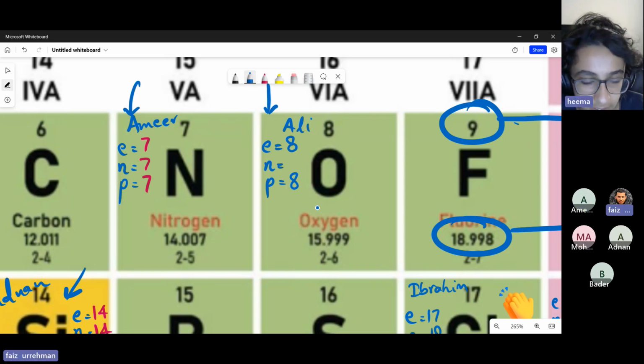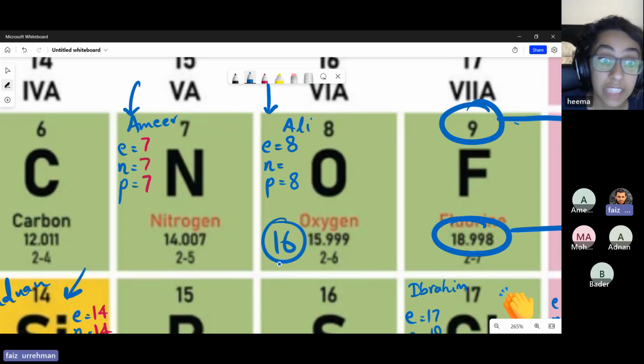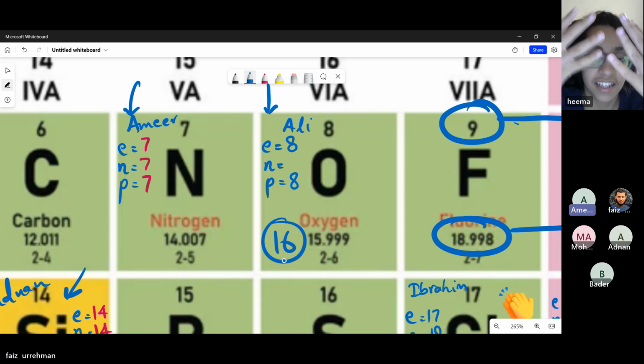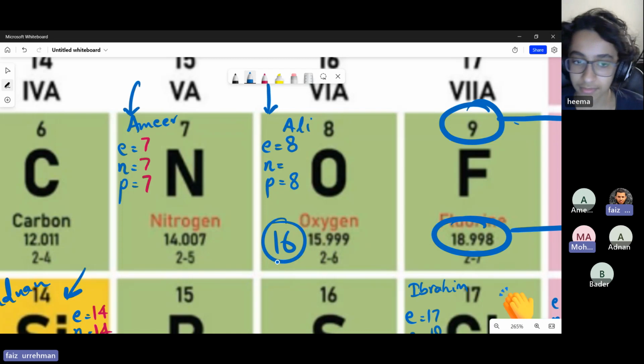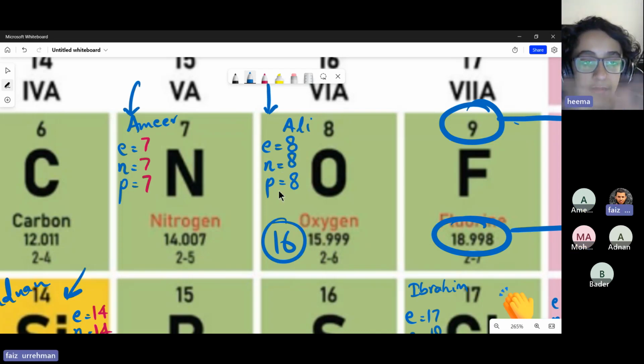Now come to the bottom number, which is rounded off to 16. Now 16 is what? The nucleus. It's an even number. So the protons are 8. So the neutrons are 8 too, because the protons took 8, so the neutron will be 8. Exactly. So 16 minus 8, yes, this is the answer.